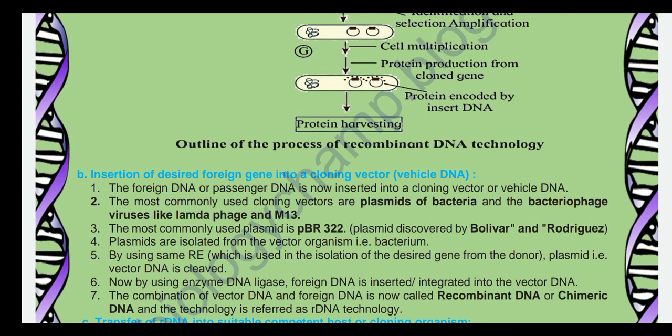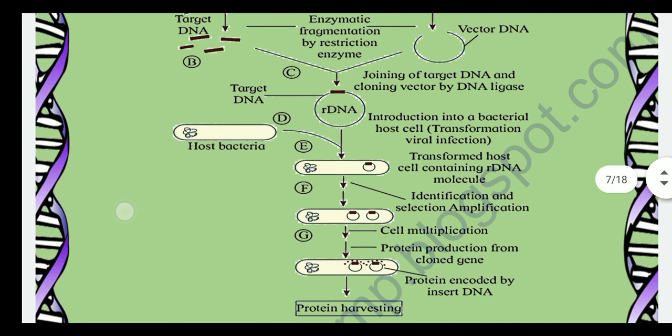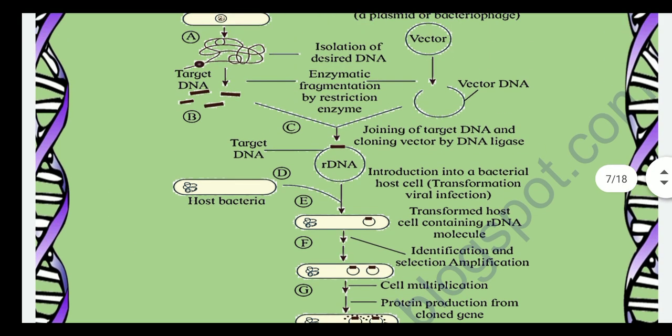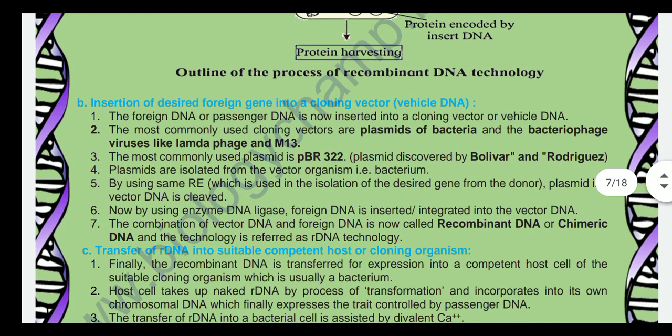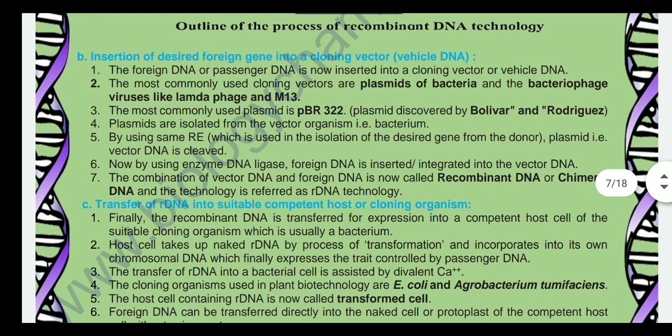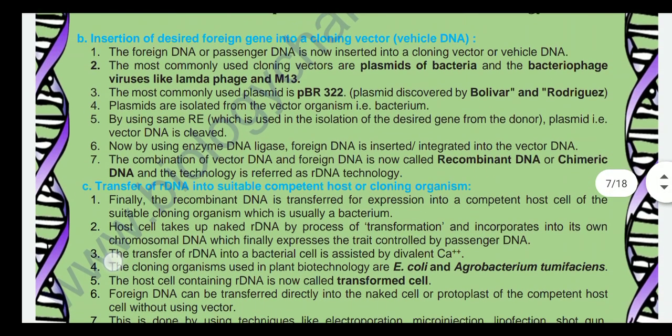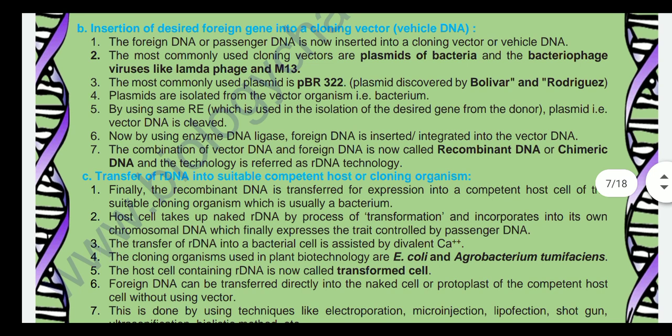Insertion of the desired foreign gene into a cloning vector: here from B to C we can see rDNA, where the target DNA gets inserted into the host cell's DNA. That is, insertion into a cloning vector, the vehicle DNA. The foreign or passenger DNA is inserted into a cloning vector. The most commonly used cloning vectors are plasmids of bacteria or bacteriophages, that are viruses like lambda phage and M13. The most commonly used plasmid is pBR322, discovered by Bolivar and Rodriguez, which we studied earlier.